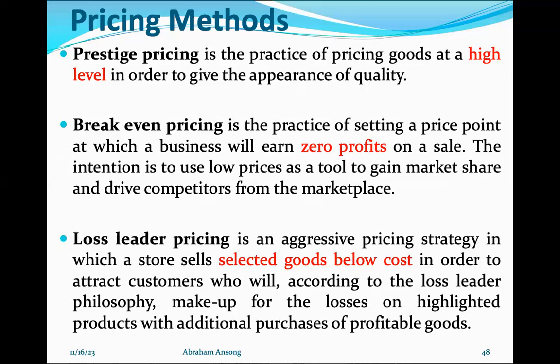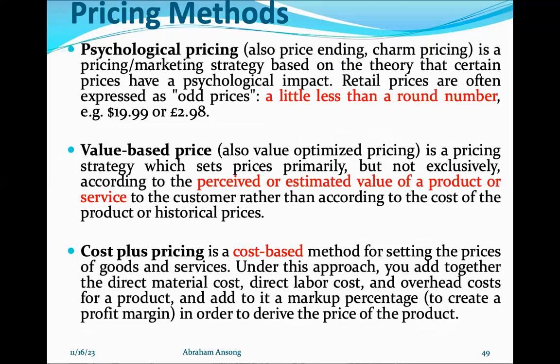Okay, so they take some losses on some highlighted products or some goods, and then make some high profits on other products that will be bought later in order to balance off and probably make more margins than not using this type of strategy. Okay, then we have psychological pricing.